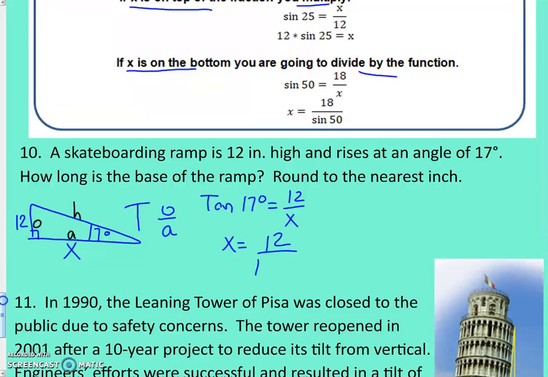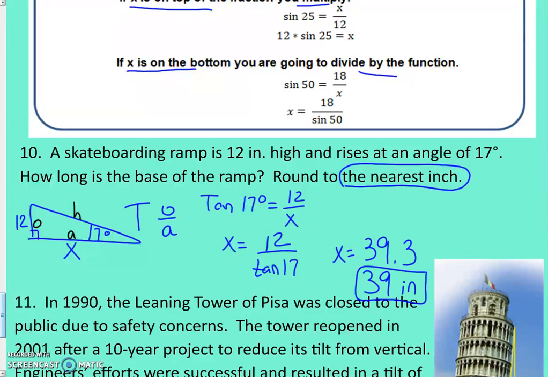All right, so 12 divided by tangent of 17, typing it into the calculator. You're going to get x is equal to 39.3, and then because it says to the nearest inch, that means I want it as a whole number, so my answer is actually going to be 39 inches.